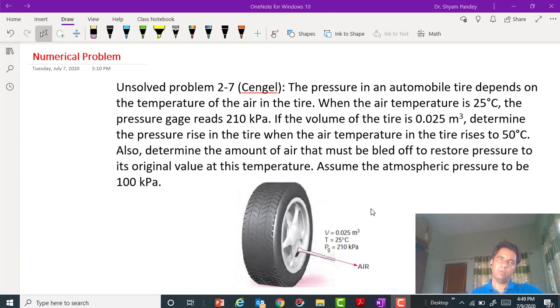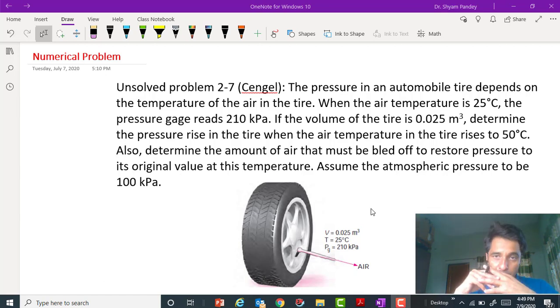I will tell you how to solve numerical problems in fluid mechanics. So this problem I have taken from problem 2-27 from Sandeep. The pressure in an automobile tire depends on the temperature of the air in the tire.